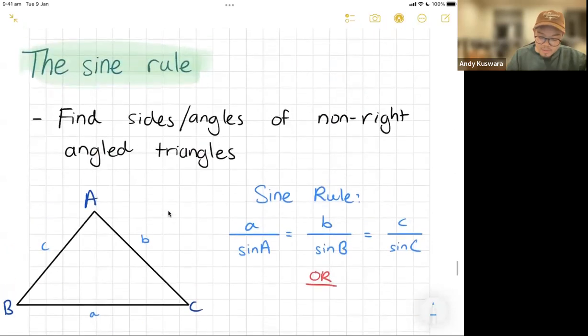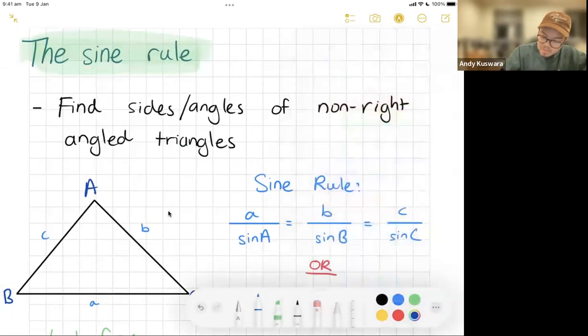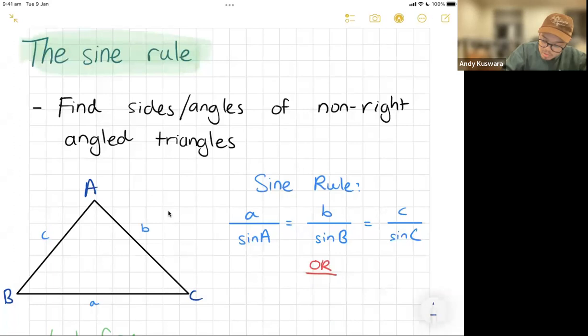Let's apply it. Now what we've got here is we're going to find the sides and angles of non-right angle triangles using this thing called the sine rule. It's the sine rule because it uses sine. It's given by a on sine A equals b on sine B equals c on sine C. The reciprocal is also valid. I could write sine A over a equals sine B over b equals sine C over c.